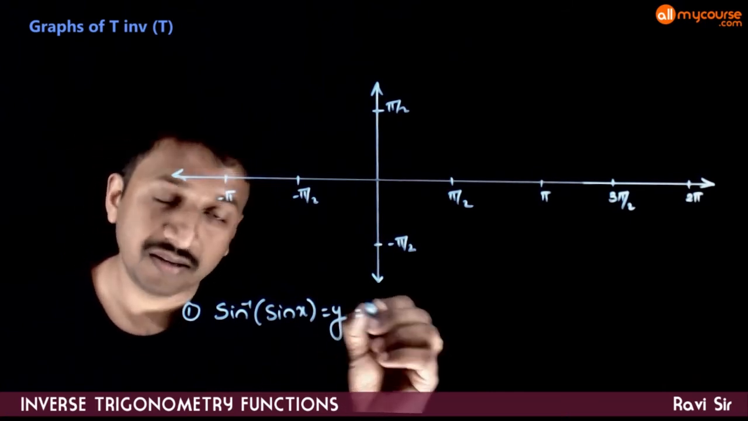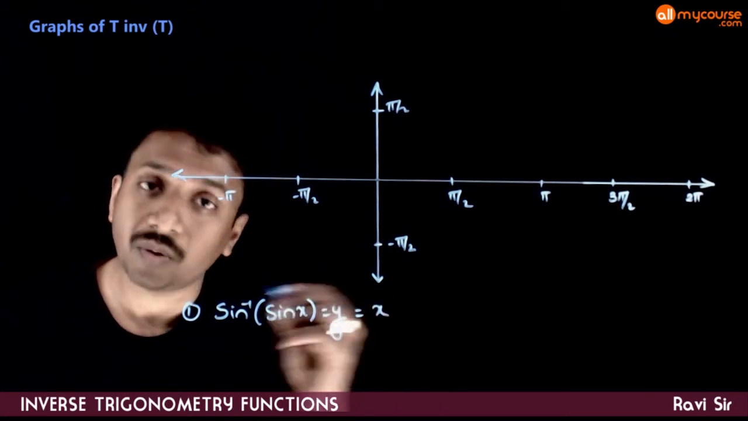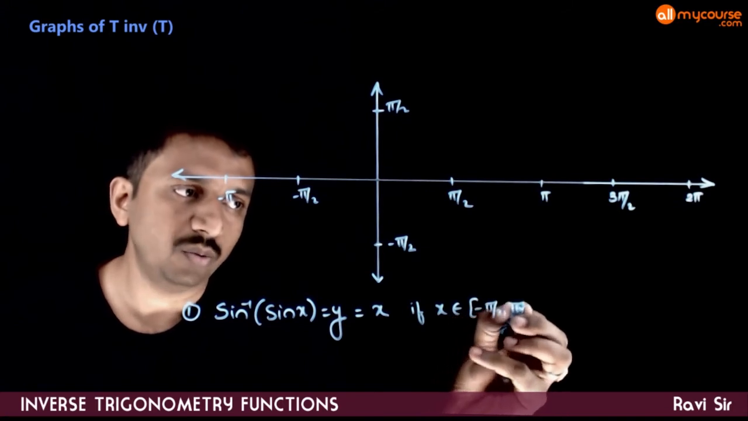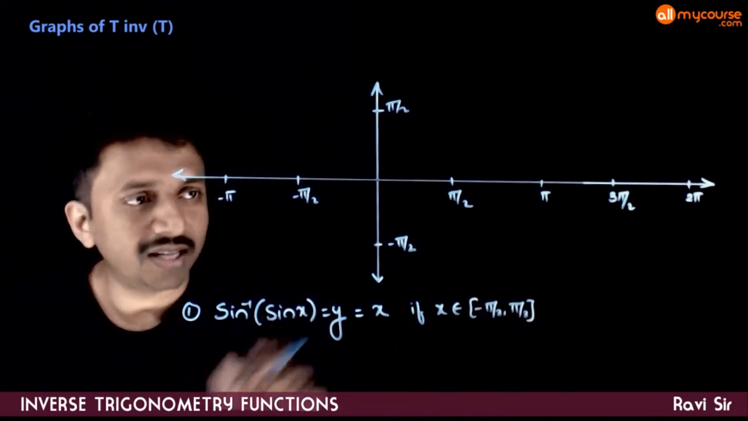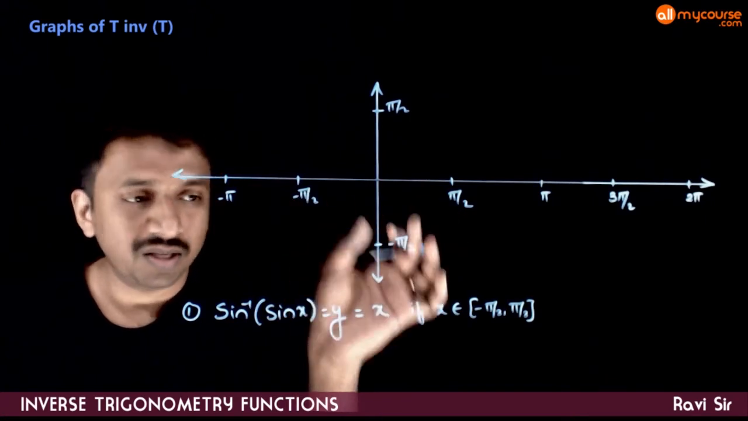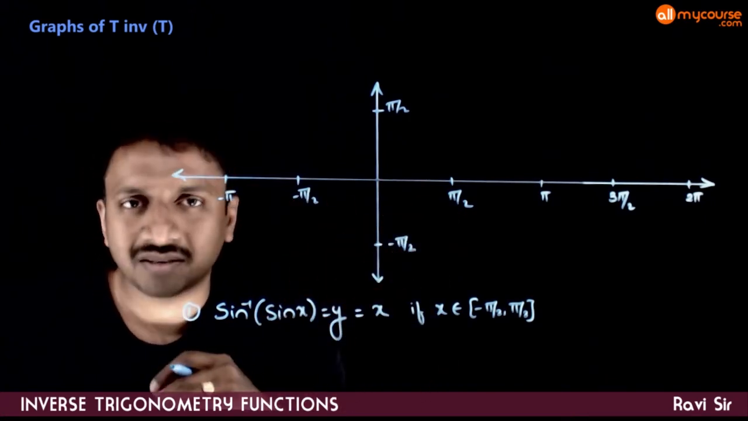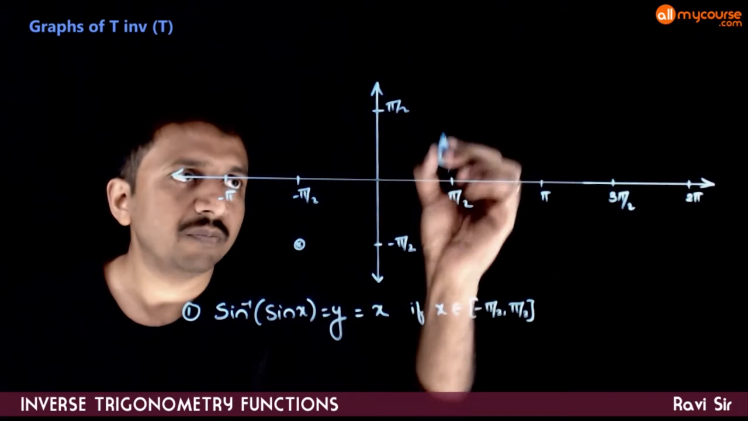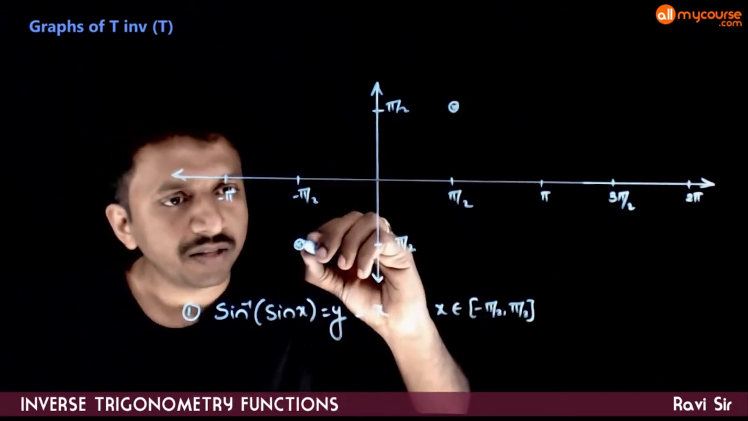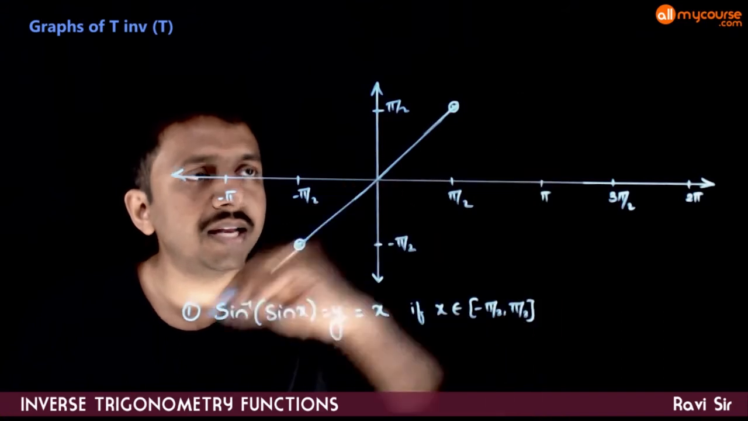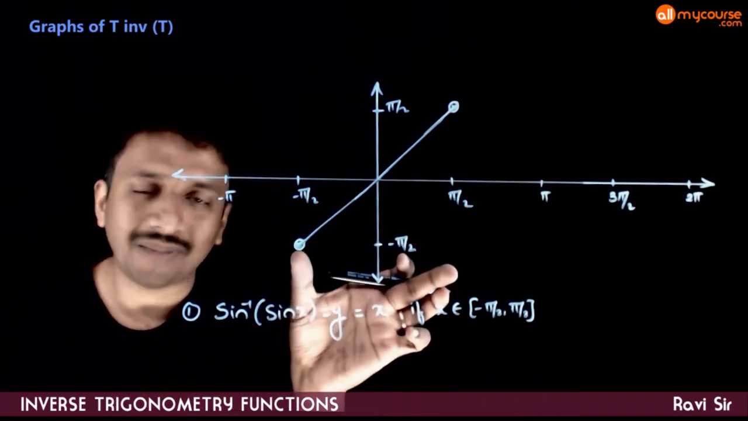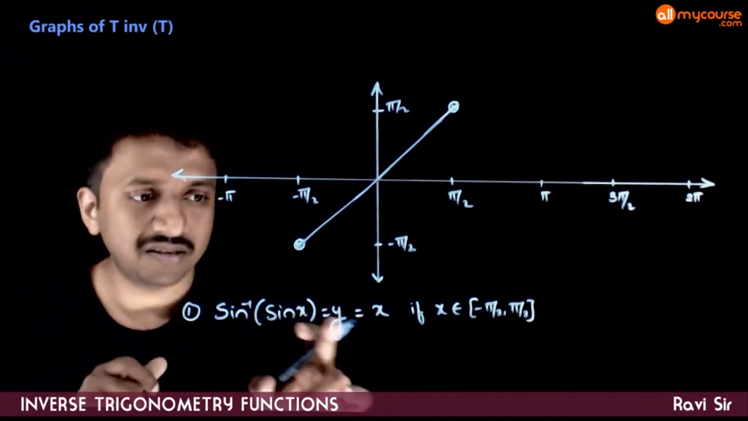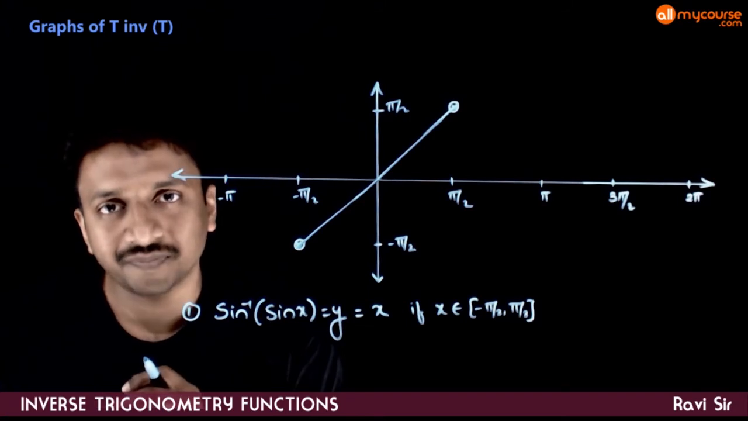As we have seen, sine inverse of sin x is equal to x if x belongs to minus pi by 2 to plus pi by 2. That is, between minus pi by 2 and pi by 2, the graph is just y is equal to x. It is a straight line graph. So minus pi by 2 corresponds to minus pi by 2, plus pi by 2 corresponds to plus pi by 2. Between minus pi by 2 and plus pi by 2, sine inverse and sine exactly cancel each other, so y will be exactly equal to x.